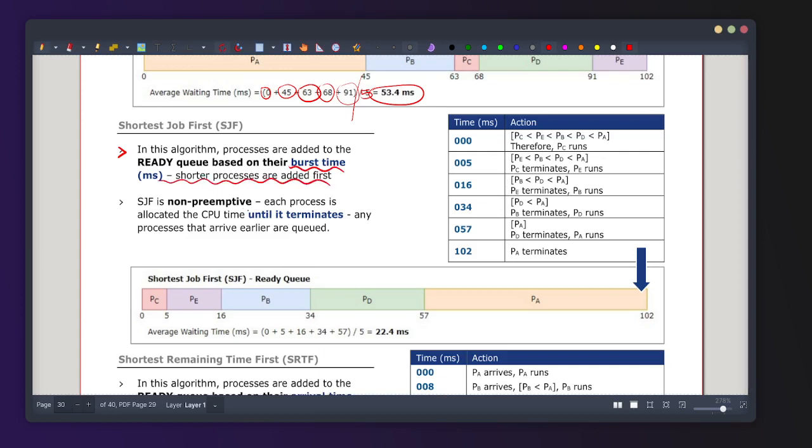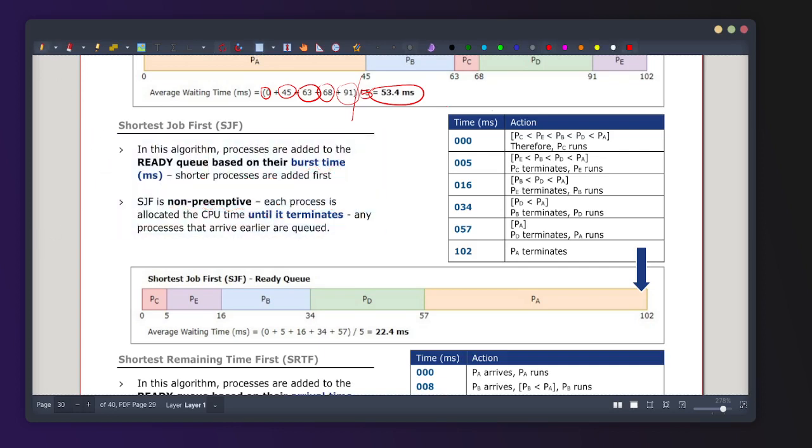SJF is non-preemptive. What does that mean? Just like first come first served, each process is allocated the CPU time until it terminates. Any processes that arrive earlier are queued. Okay, let's get this sorted.